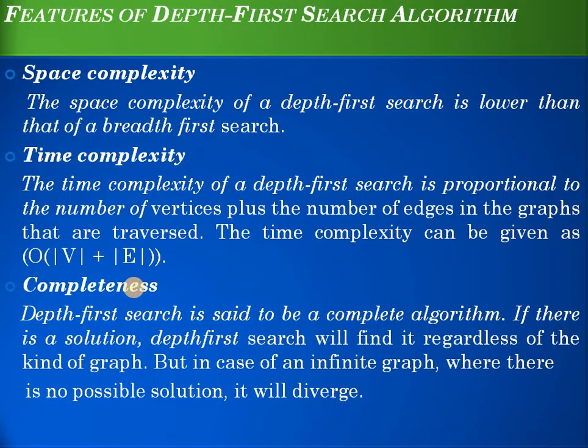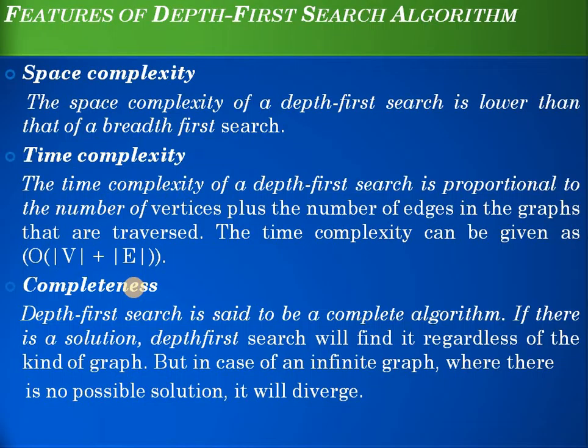Now consider the features of the depth first search algorithm. Space complexity: the space complexity of a depth first search is lower than the breadth first search. Breadth first search has order of b to the power d, branching factor into depth. Then time complexity: the time complexity of the depth first search is proportional to the number of vertices plus the number of edges in the graph that are traversed. That is, big O of mod V plus mod E, the number of vertices plus the number of edges.